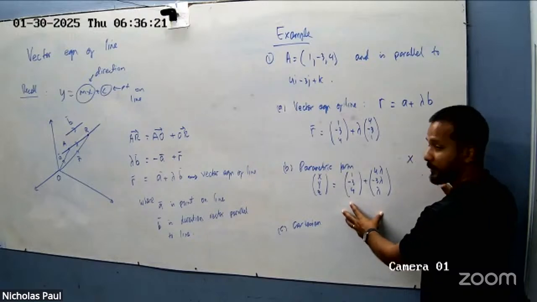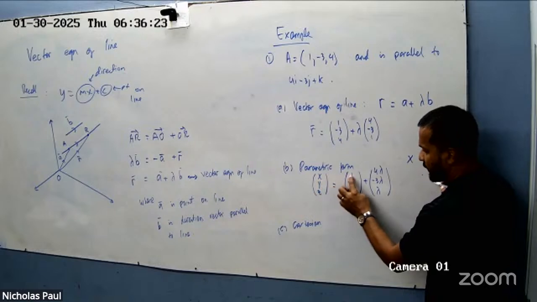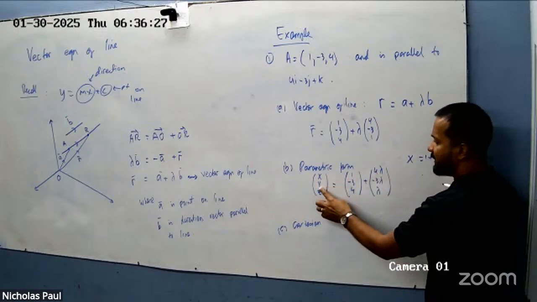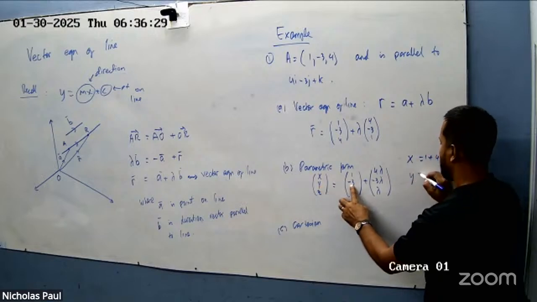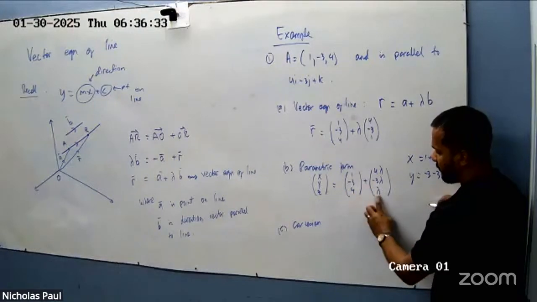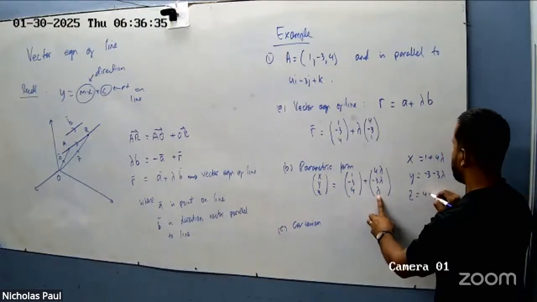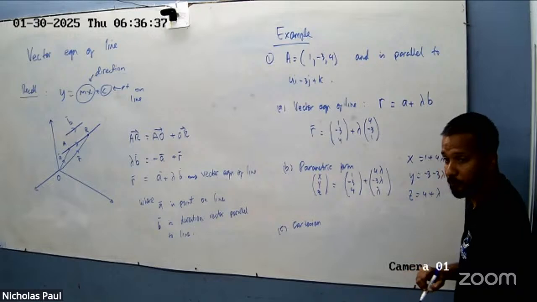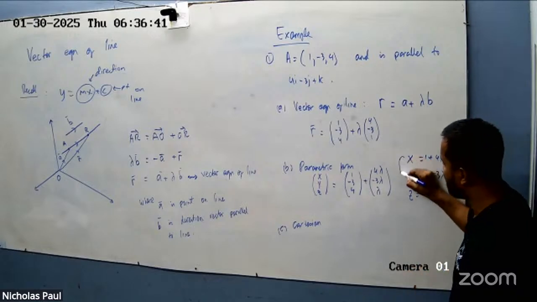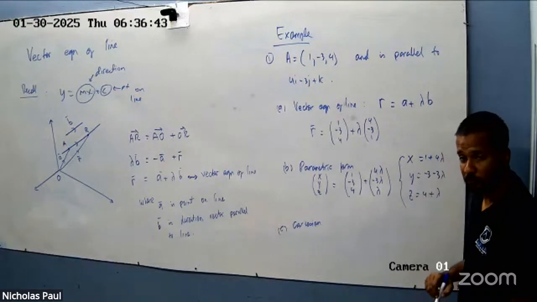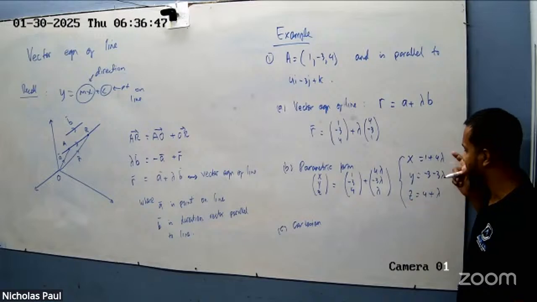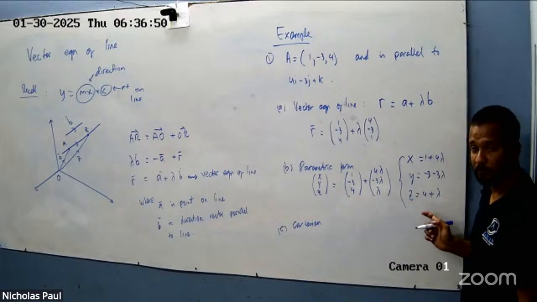X is what? X is equal to 1 plus 4 lambda. Y is equal to what? Minus 3 lambda. And Z is equal to? Z is equal to 4 plus lambda. That's okay? This is called your parametric form, this here. Right? Parametric form is X, Y, and Z in terms of lambda. Everybody okay with that?